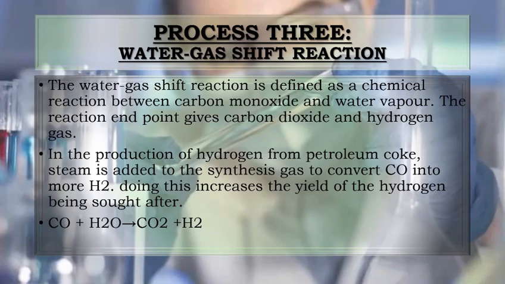Process 3: water gas shift reaction. In this stage, we take the carbon monoxide in the syngas and react it with steam. This process increases the hydrogen yield significantly. The balanced reaction is CO plus H2O, which gives us the products carbon dioxide and hydrogen. By optimizing this step, industries can maximize the hydrogen extracted from the syngas. Let's move to the next process.